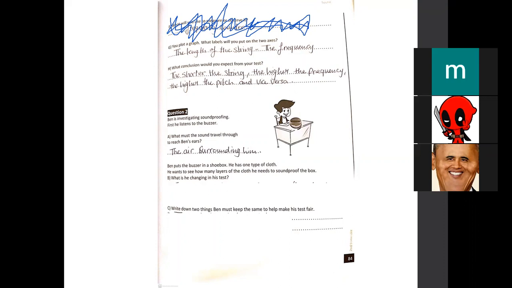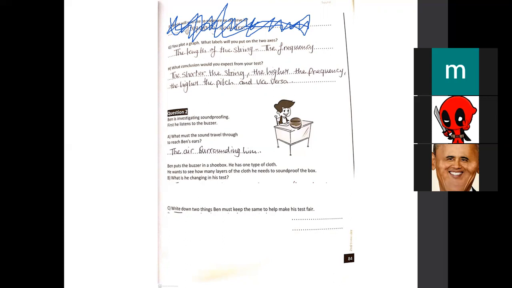Write down 2 things Ben must keep the same to help make his test fair. No, the previous one. What is he changing in his test? The shoebox. He's going to change the shoebox. No, he's going to put the buzzer inside and outside. No, I want you to read the question again.